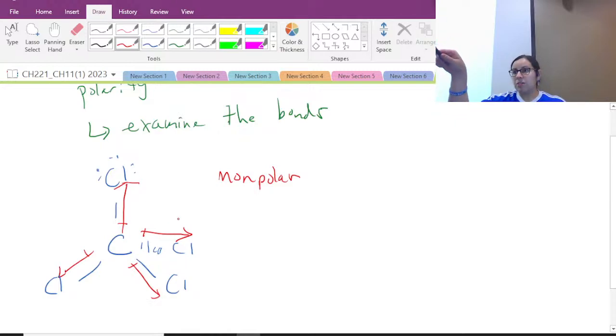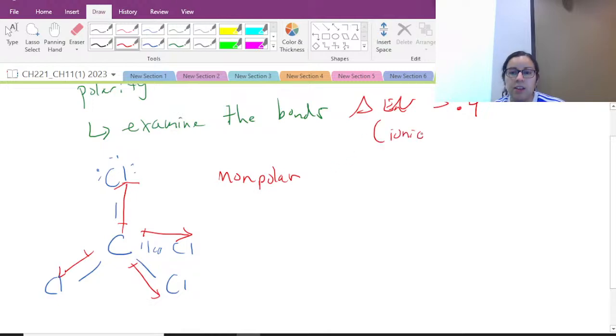Questions? How do you know when a bond is polar by itself? You can take the difference in electronegativity, and if it's greater than 0.4, then that generally starts to mean it's a polar bond. Just as an aside, ionic, if you remember, was when it was greater than 2. Again, this is just a general guideline. I'm sure we can find exceptions in the literature.